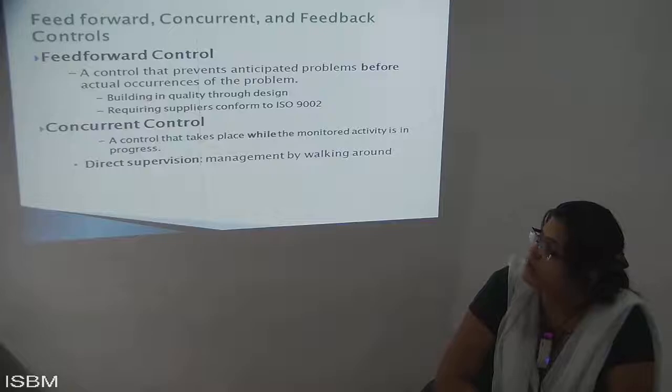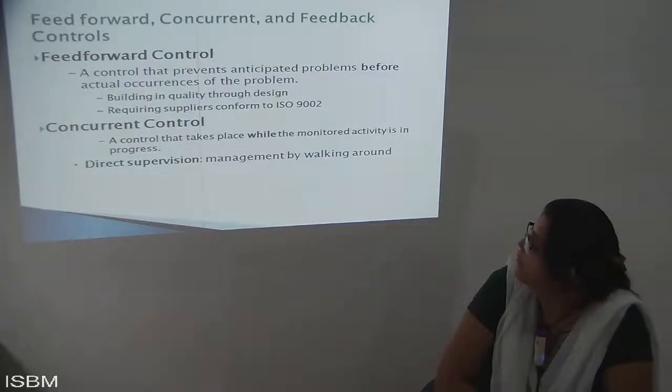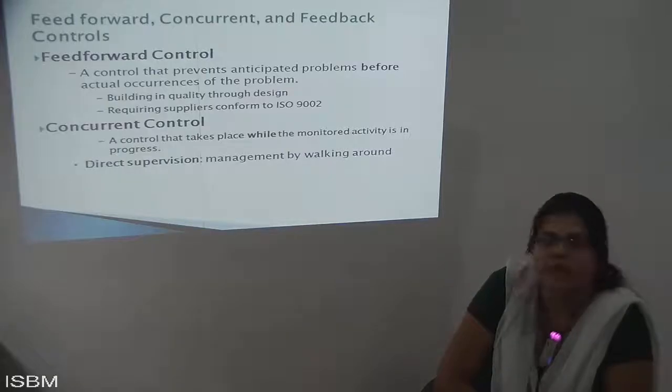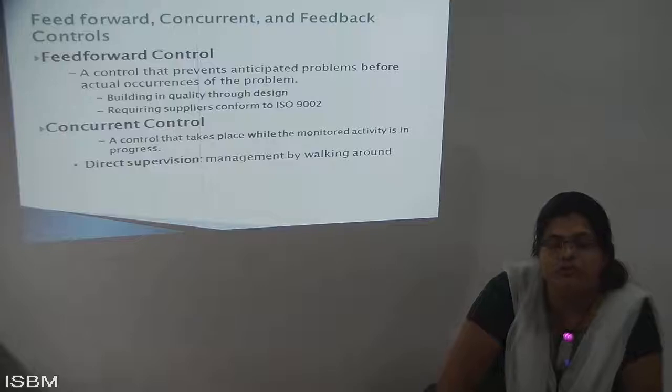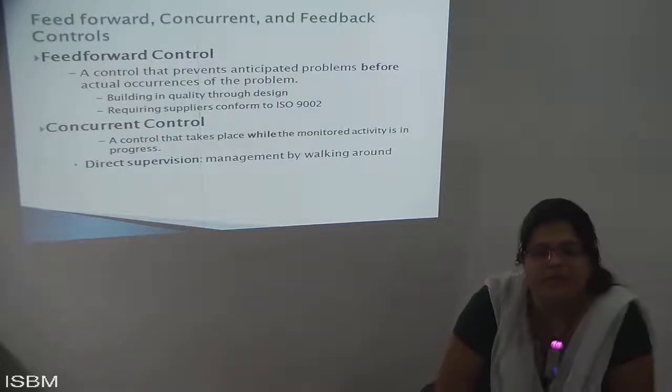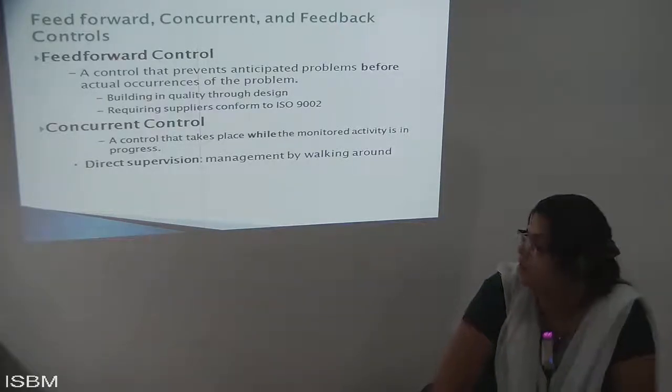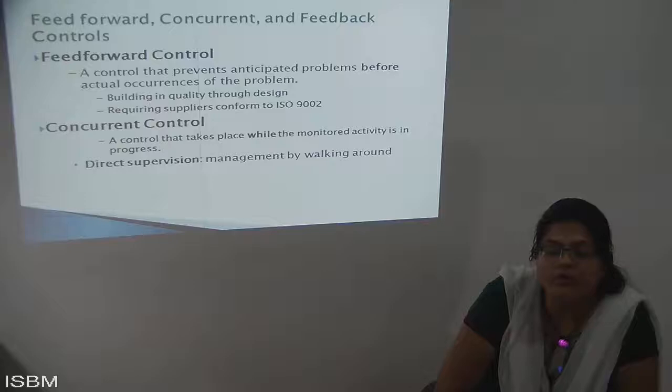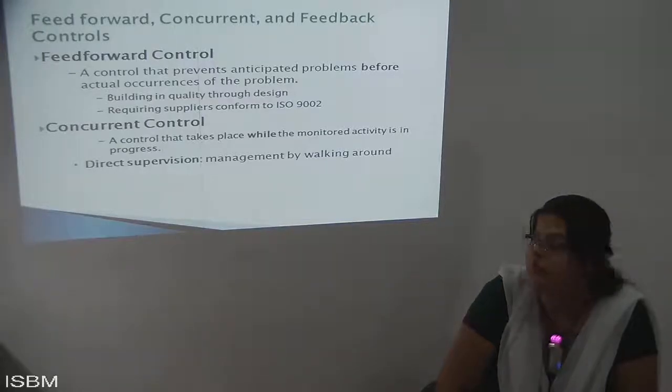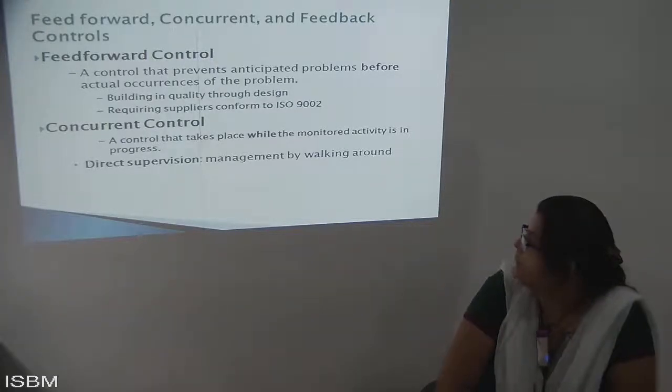Next is concurrent control. It is the control that takes place while monitoring the activity for problems. Concurrent means that whenever you are controlling something, at that time you are analyzing it, seeing whatever problems there are and putting them aside. That is why for concurrent control we require direct supervision, management by walking around.